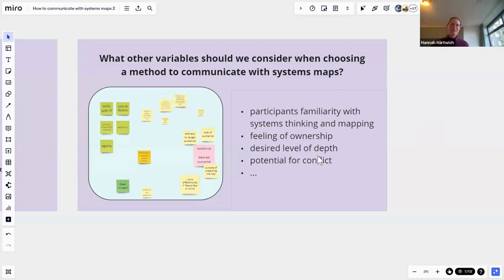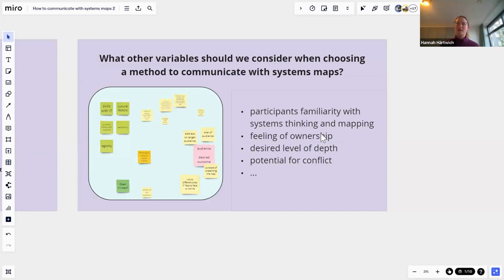So here are just a few aspects I was thinking of. How familiar are people in general with systems thinking and systems mapping? How do we support that feeling of ownership from people? What level of depth do we want to get to in that session? Often if we start completely from scratch in the session, we will probably be able to go less deep than if we already have a bit of a starting point based on previous interviews and other conversations, for example.